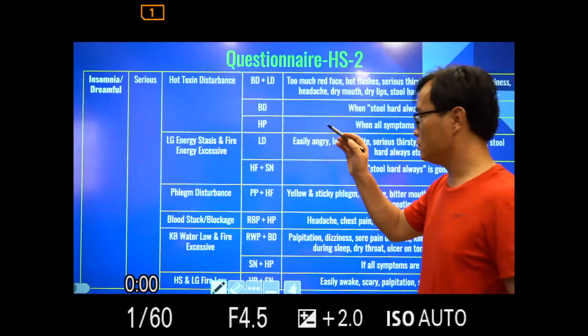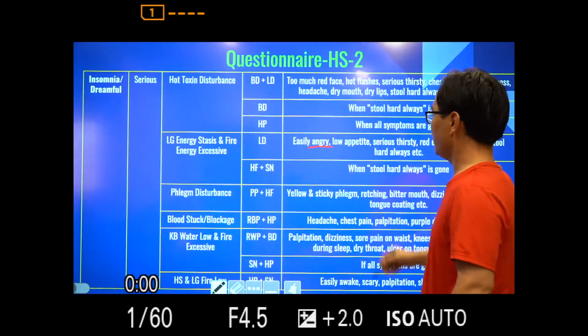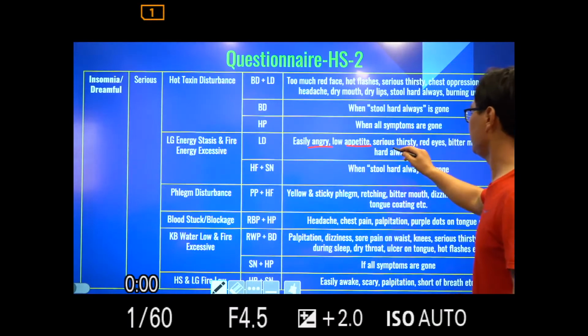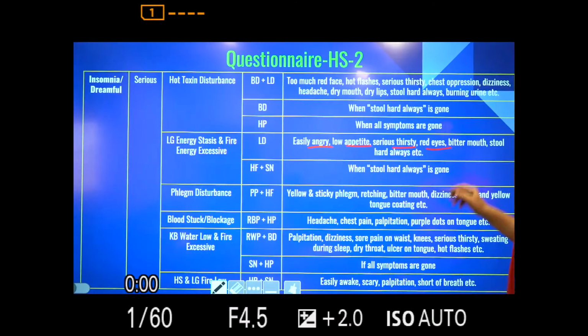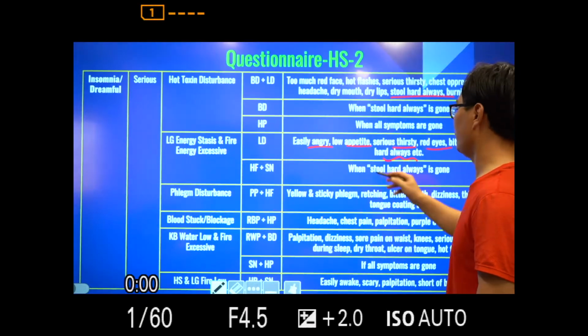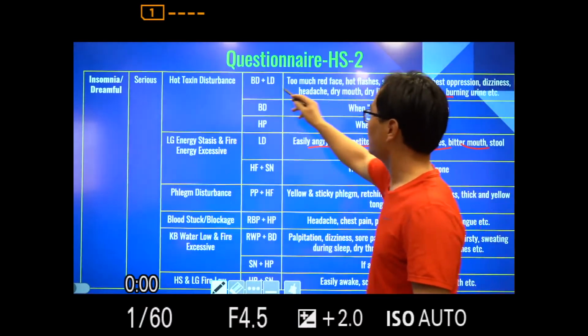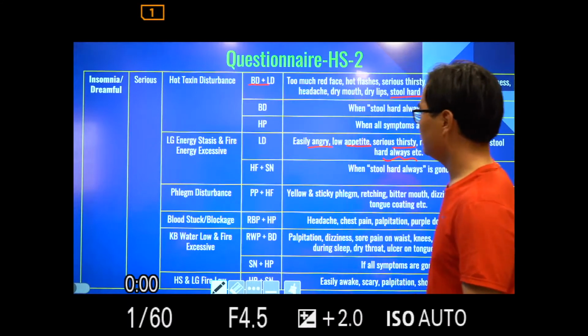If people cannot sleep and they are easily angry, have low appetite, serious thirst, red eyes, a bitter mouth, and always have hard stool. So you know the above, right? People who always have hard stool but have none of those kinds of symptoms, we use liver detox combined with blood detox, right?